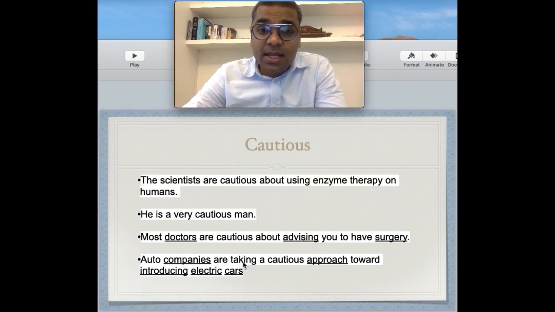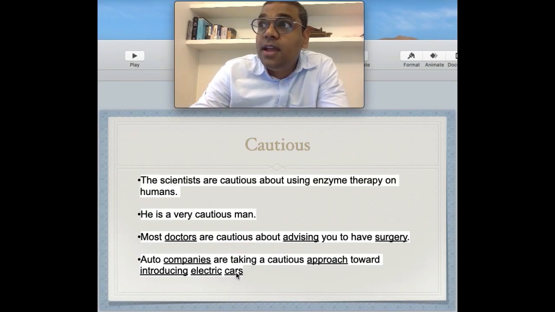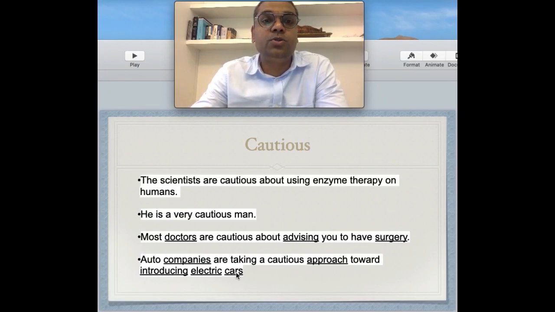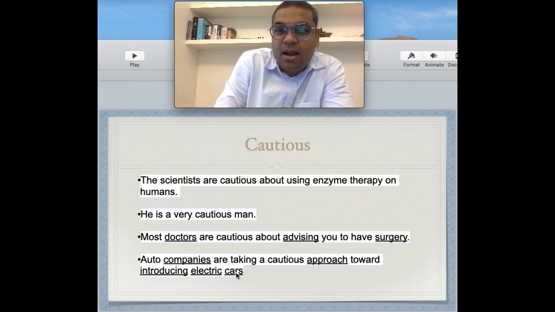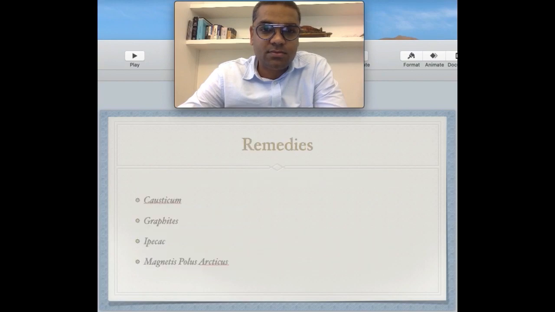Auto companies are taking a cautious approach towards introducing electric cars. If I invest money, if I make an electric car, will people purchase? Will it be viable? Will I lose all this money? It's dangerous. So auto companies are not sure whether I should do it, whether I should not do it. So they are hesitating, they are avoiding investing money there. Don't do it, it's risky. So that is how cautious is.